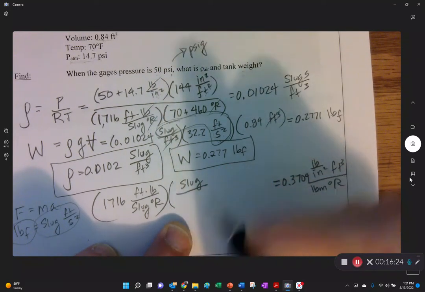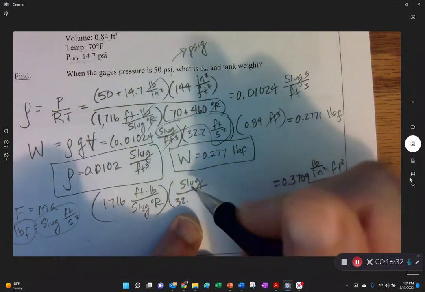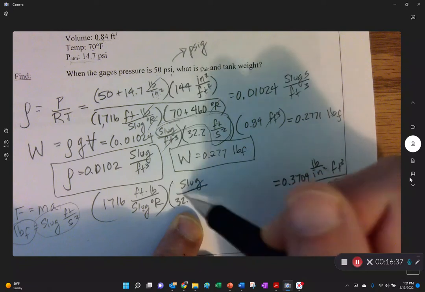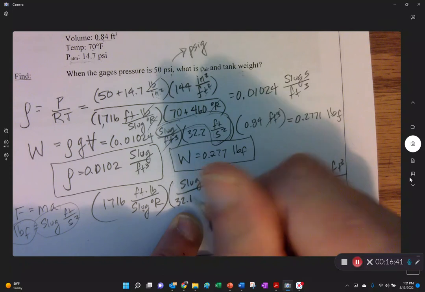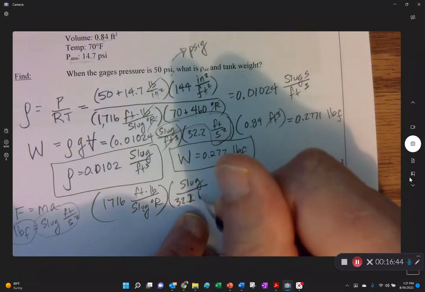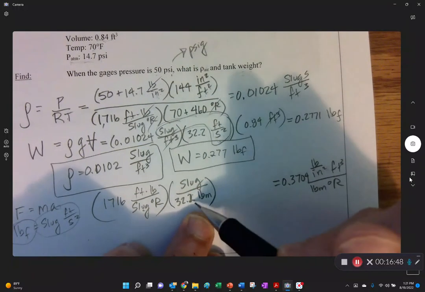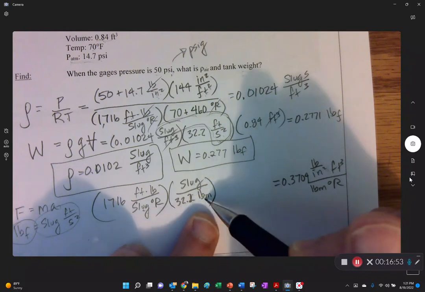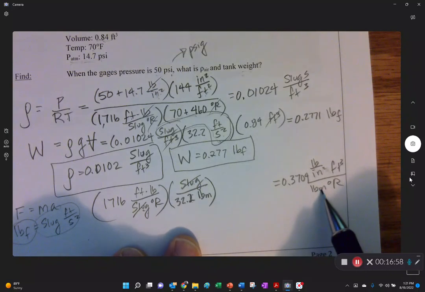A unity conversion factor means I can multiply this; it's just equal to 1. And if I had the other situation, where I had slug on the top and I wanted to get rid of it, I would just flip this upside down. I'm going to use 32.2. So we're going to take a slug and divide it by 32.2 pound mass, and that's going to get rid of my slug, and that's going to get me a pound mass in the denominator.